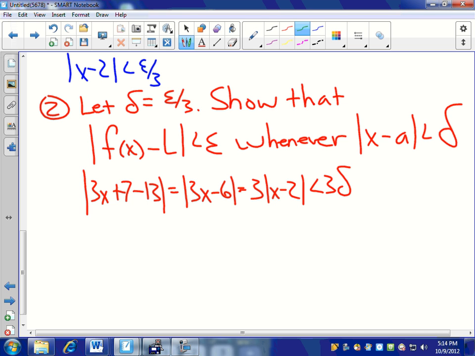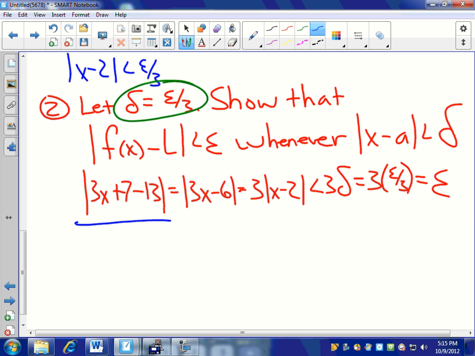What is delta? Delta is epsilon over 3. Well, 3 times delta is equal to 3 times epsilon over 3, which is equal to epsilon. So, we did it. We took the function minus the limit. We set it less than our epsilon. So our equation holds true. That is satisfactory. We've just proven it.